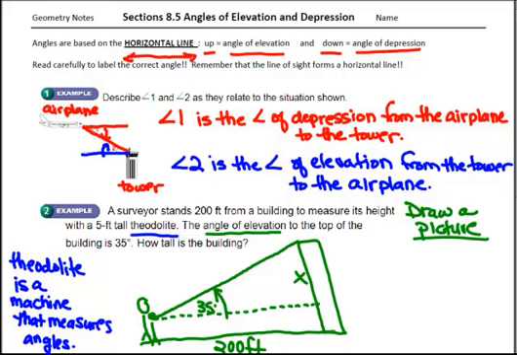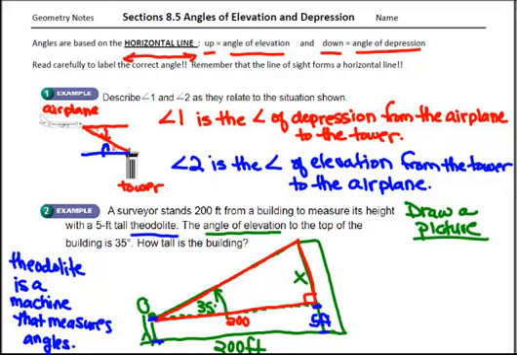Okay, so I want to talk about what's happening here. We have this right triangle. I know this is 200. This is 35. This is x. Now be careful. How tall is it from here to here still? Well, that's the original height of my theodolite. This is already 5 feet. So we're going to find our x, and we're going to add it to the 5 feet to find the total height of the building.